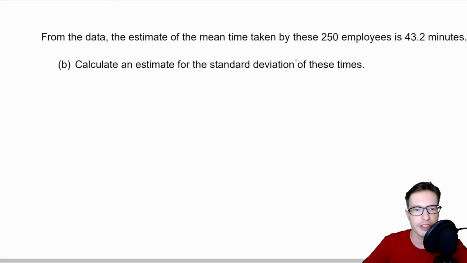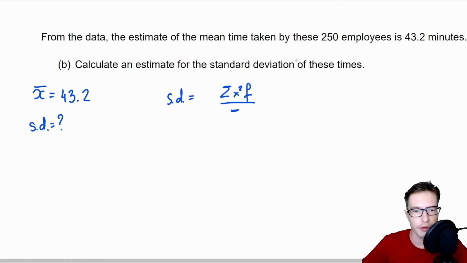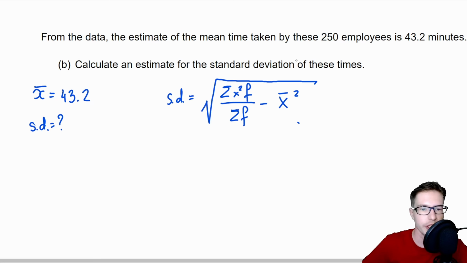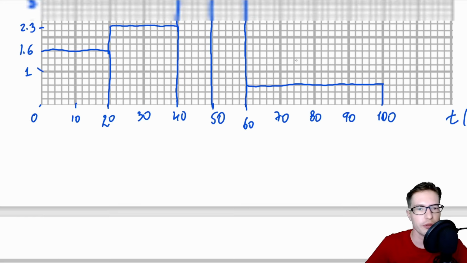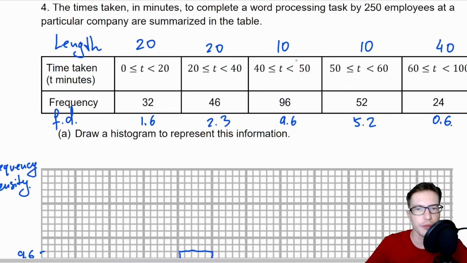Okay, for the next question, we'll have to estimate the standard deviation, knowing the estimate of the mean. So now the mean is going to be 43.2. And we'll have to estimate the standard deviation. Now, if you look at the formula sheet, there is actually a formula for the standard deviation. That is going to be the sum of x squared times the frequency over the sum of frequencies, minus the mean squared, and then take the square root. However, in our example, we don't really know the exact values of the variable because we're given grouped data.